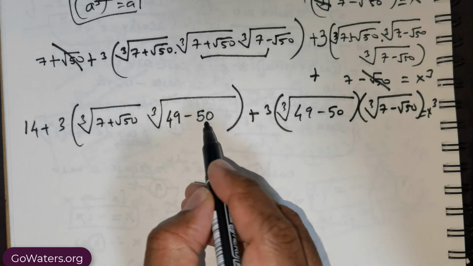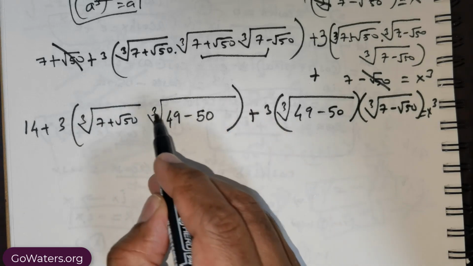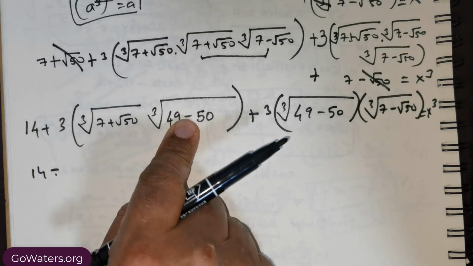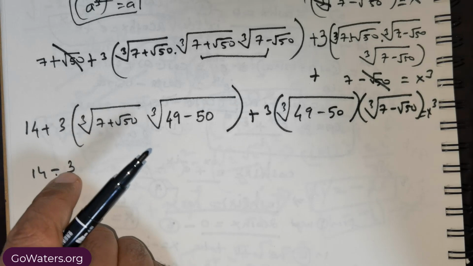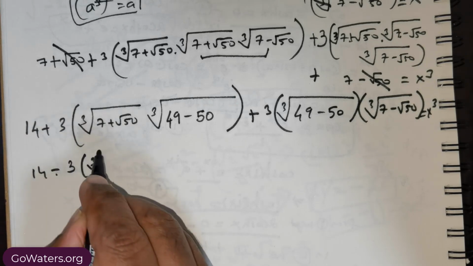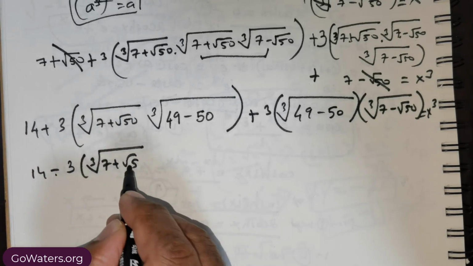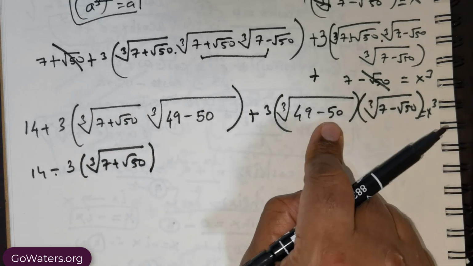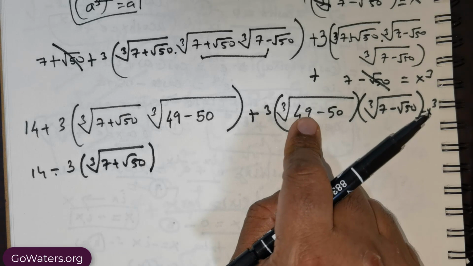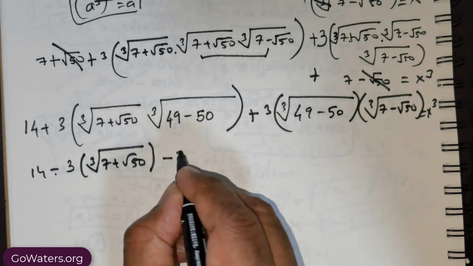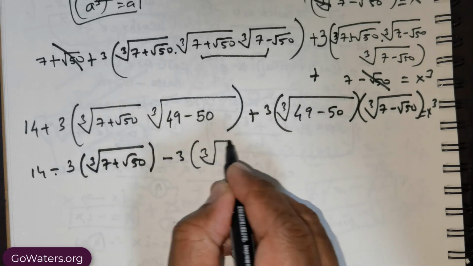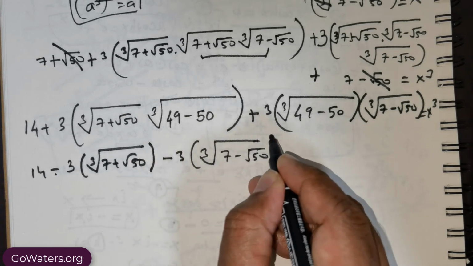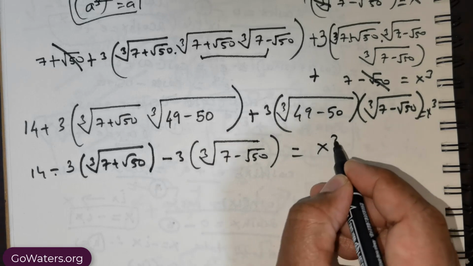So this is 49 negative 50, that's negative 1. Now third root of negative 1 will give you a negative sign. So this is going to be 14, a negative sign, take that out. So it's going to be negative 3 times third root of 7 positive root 50, that's one quantity. Over here 49 negative 50 is negative 1, third root of negative 1 will give me a negative sign. So it's going to be negative 3 times the third root of this quantity 7 negative root of 50, right, is equal to x cubed.